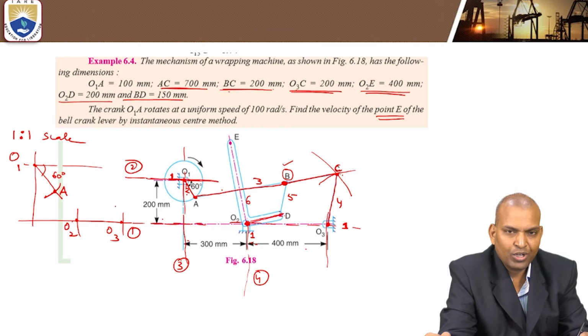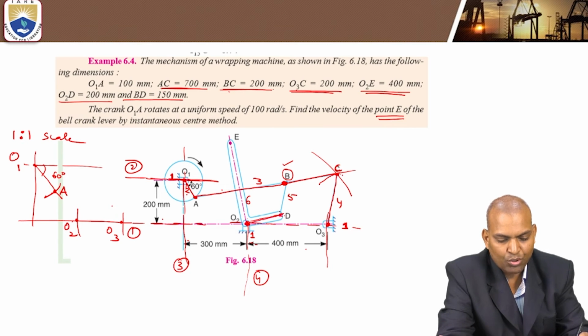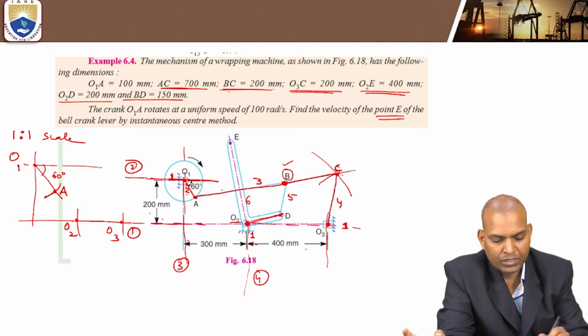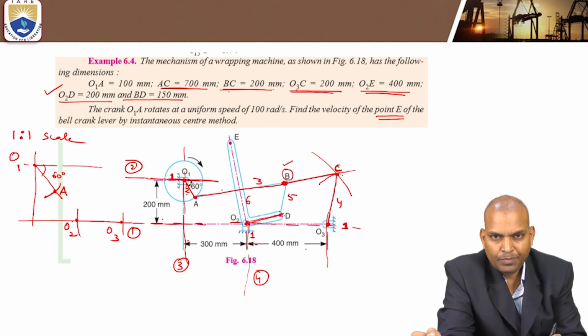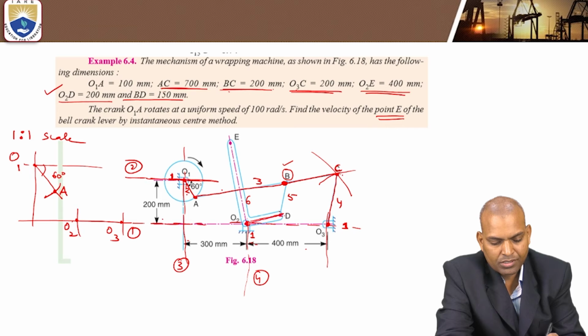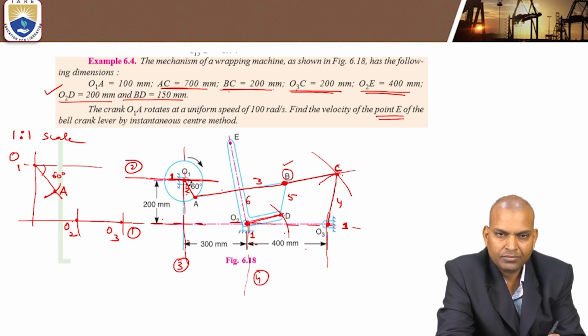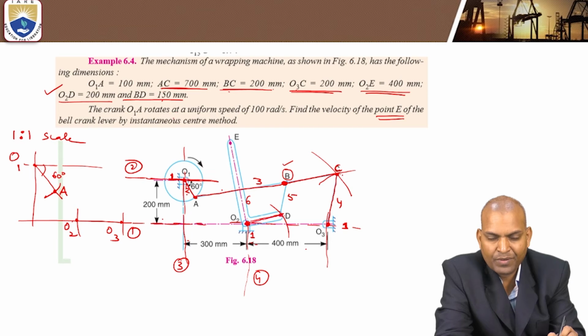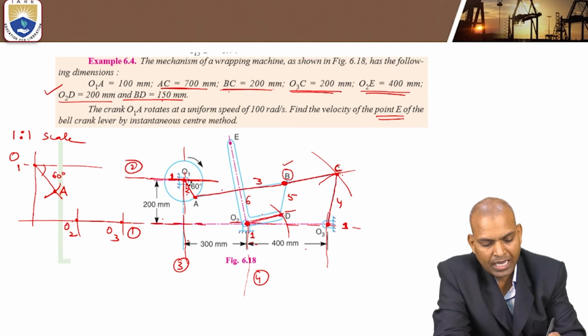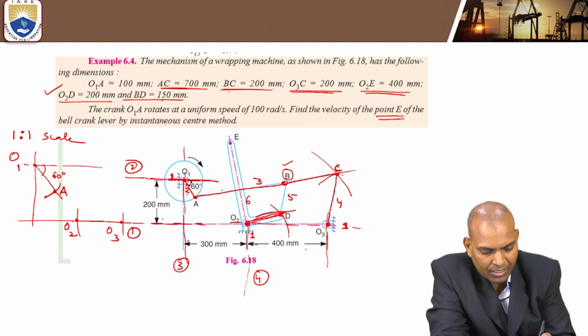Now we have to locate point D. How to locate point D? D is the intersection of O2D and BD. O2D is 200 millimeters; using a compass, draw an arc. BD is 150 millimeters; from point B to D, draw another arc. Now join O2 to D and B to D.